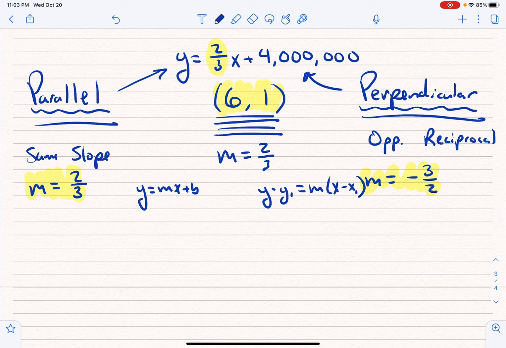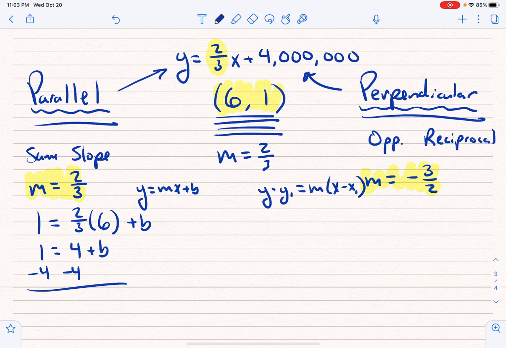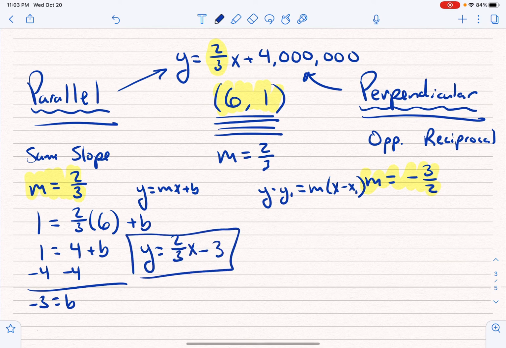So y equals m, the slope, 2/3 times, x is not 6. Sorry, the y value is 1, which is equal to 2/3 times the x value, which is 6, plus b. That's y equals mx plus b. So 2/3 of 6 is 4, plus b. I subtract 4 from both sides and get -3 is equal to b. So my equation is y equals 2/3 x minus 3. That is the equation of a line that is parallel to this given line but passes through that point, 6, 1. Hopefully that's what you got.